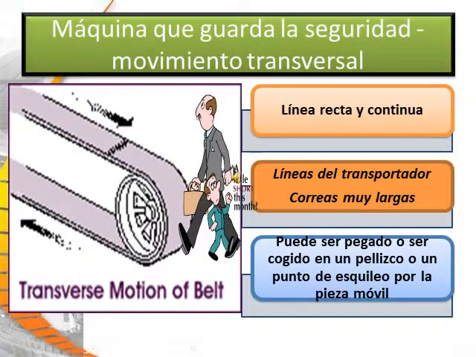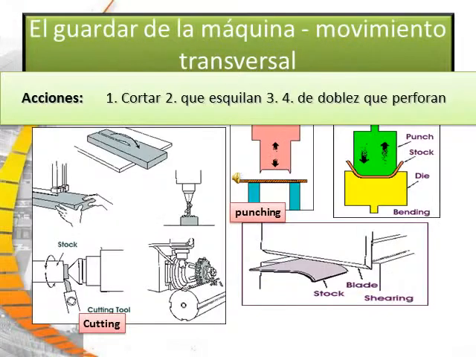Here we can see an example of transverse motion, where movement is in a straight and continuous line, such as a conveyor belt or a lengthy belt, where a worker may be struck by or caught in a pinch by a shear point or by a moving part. Transverse motions involve cutting, shearing, bending, and punching. Here we can see depicted all four of those.